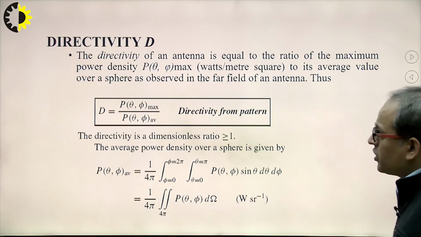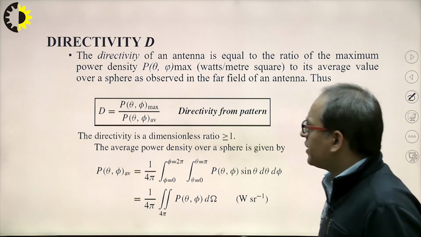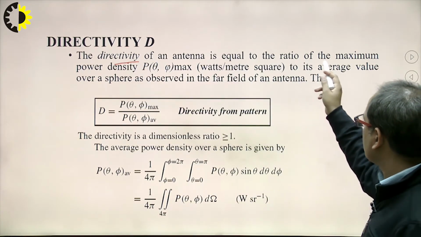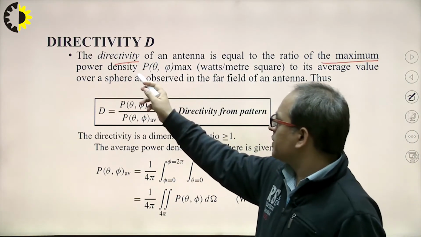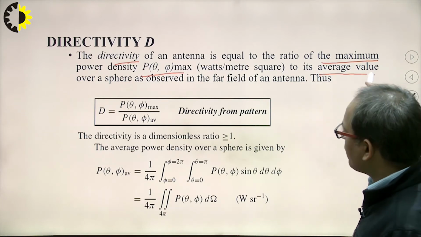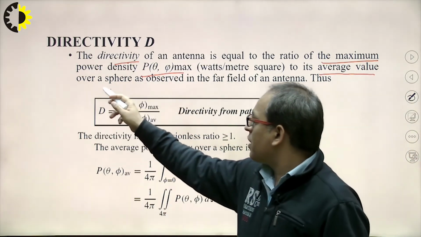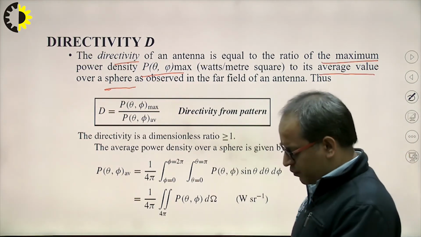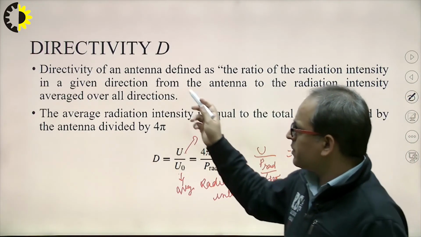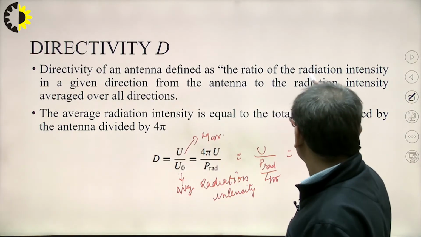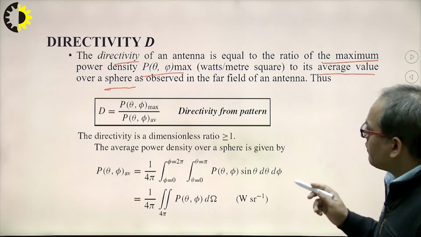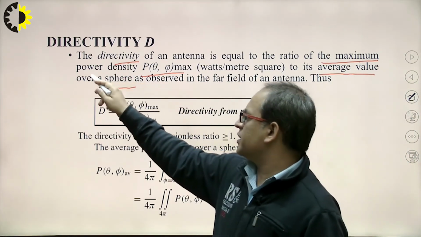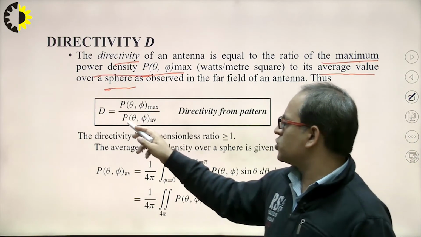Just continuing, the directivity can also be defined in terms of the power density. So the directivity of an antenna is equal to the maximum power density in a particular direction to its average power density over a sphere. Just the same, where in the previous slide I described directivity in terms of radiation intensity, here I am describing it in terms of power density. Clear?